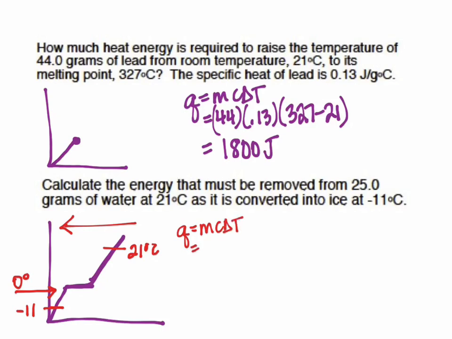The mass of our water is 25. The c of liquid water is 4.18. And our change in temperature is final, 0, minus 21. So to 2 sig figs.